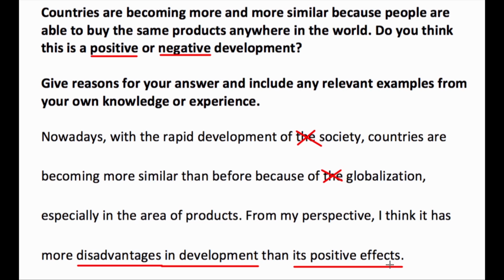The other problem here is this. From my perspective, I think. From my perspective, and I think, mean the same thing. We don't need both, we only need one of them. And from my perspective, fits better with an academic essay. So, let's get rid of I think.